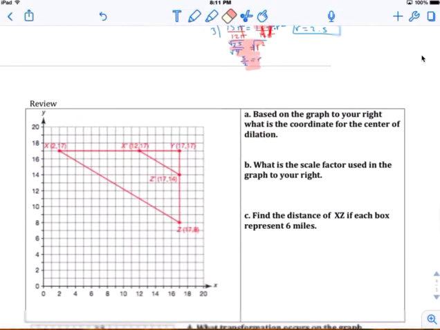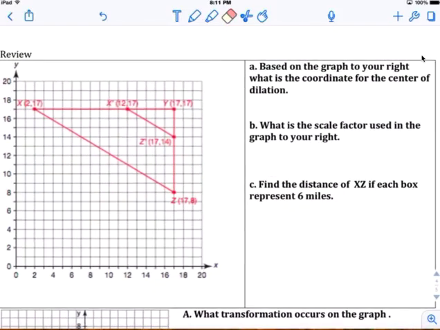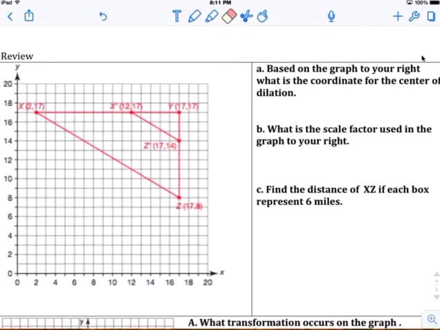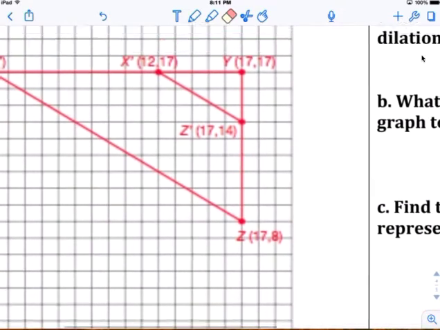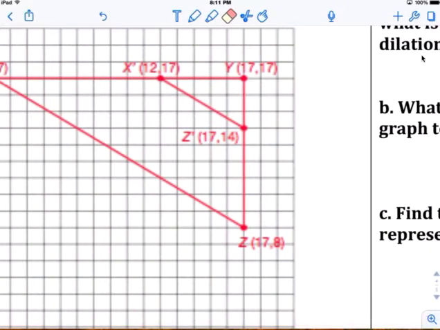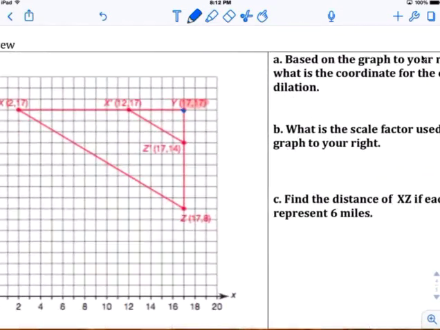Alrighty, and here for the review part, based on the graph to the right, what is the coordinate for the center of dilation? This is the center of dilation. These are coordinates right here. Coordinates for center of dilation is 17, 17.